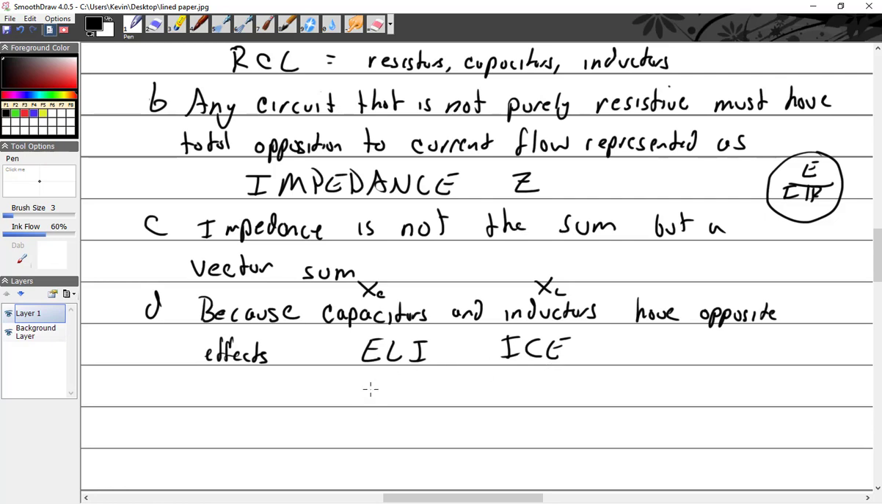And I want to tell you, as I tell you this, capacitors and inductors have opposite effects, that in an inductive circuit, the voltage leads the current, and in a capacitive circuit, say it with me, current leads the voltage. And I'm going to write it and actually look at it. Why?